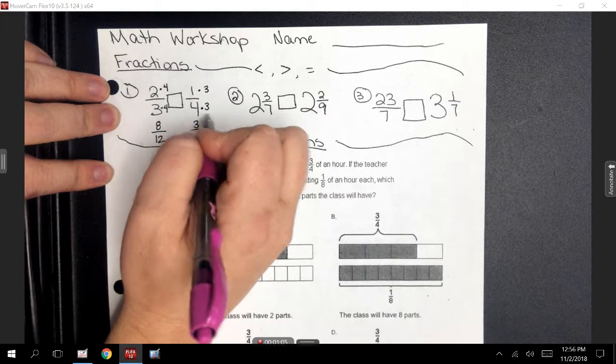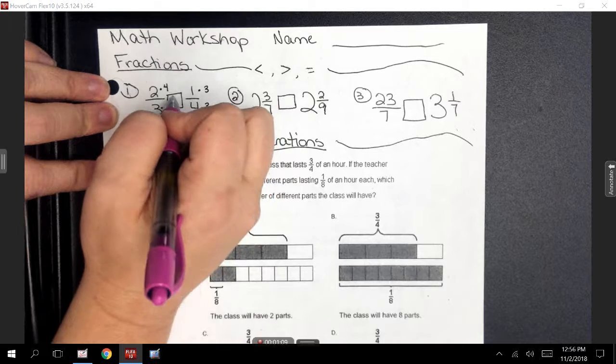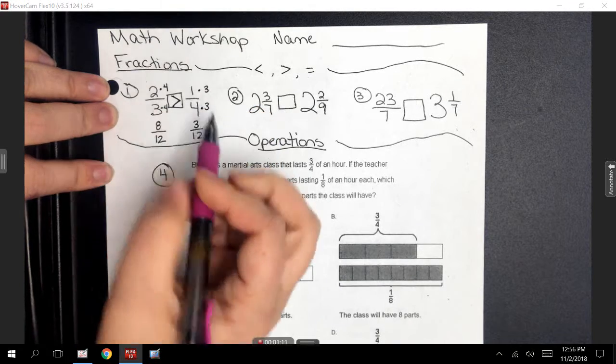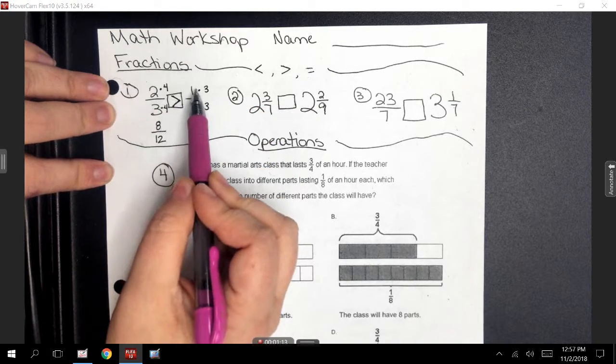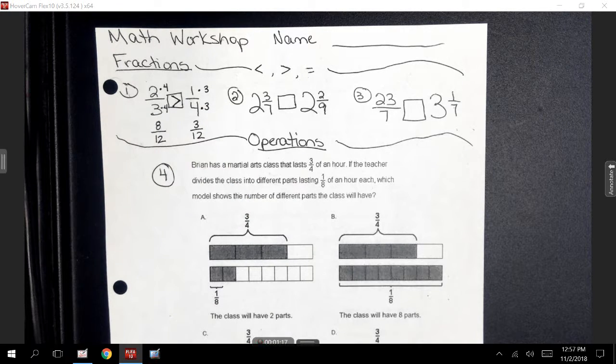That on the top gives me 3. On the bottom, I get 12. Now it's easy to see that 8/12 is definitely greater than 3/12, which means 2/3 is definitely bigger than 1/4. All right, some of y'all could probably just logically look at those and know that 2/3 is bigger than 1/4.